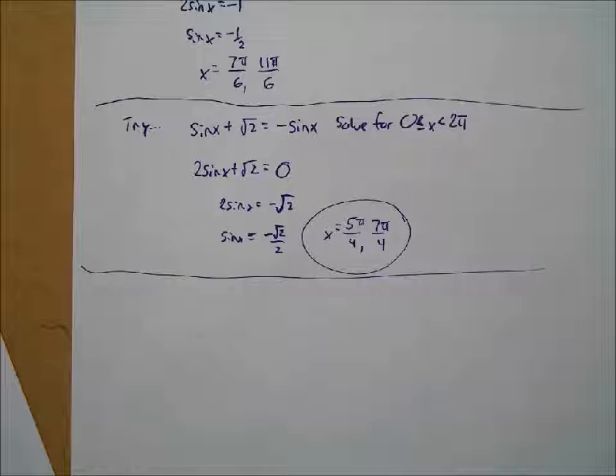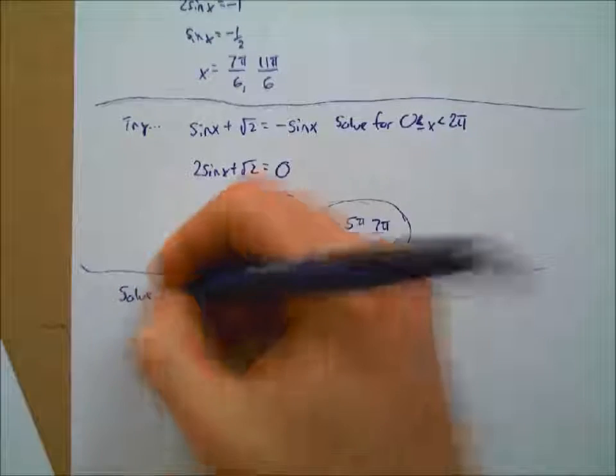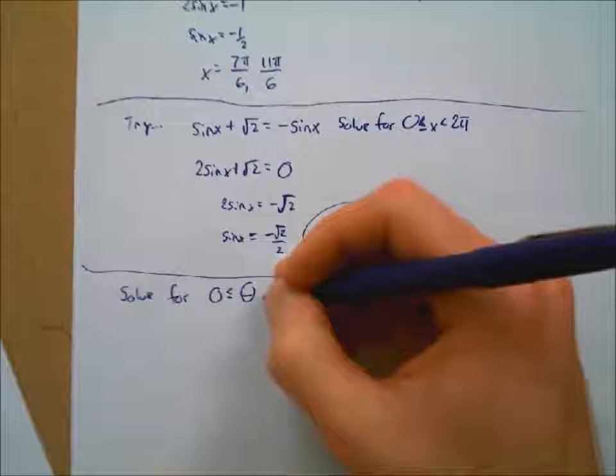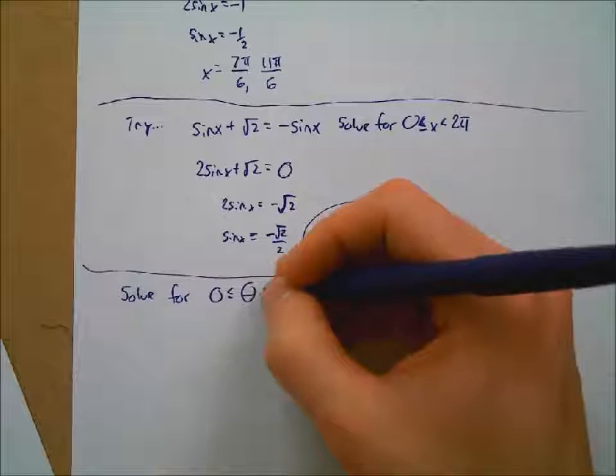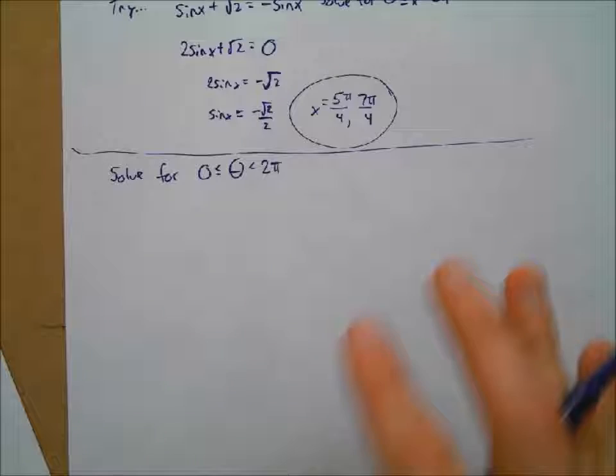Okay, let's try this one, we'll do together here. Solve for, and here I'm going to use theta as a variable. So solve for 0 less than or equal to theta less than 2 pi. Okay, so we want all the solutions between 0 and 2 pi.